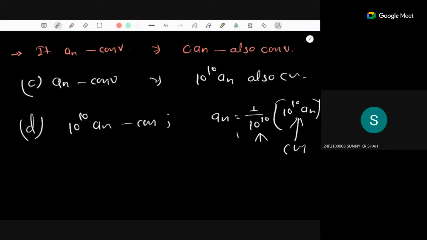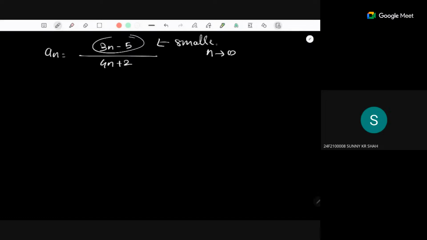Now let's go to the fourth question. Here AN is equal to 3n minus 5 upon 4n plus 2. You can observe that as n goes to infinity, the numerator will give us smaller values and the denominator will give us bigger values, right? So it should be a decreasing sequence.